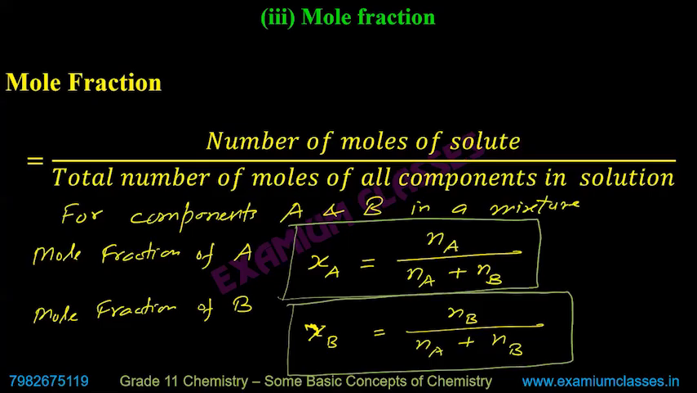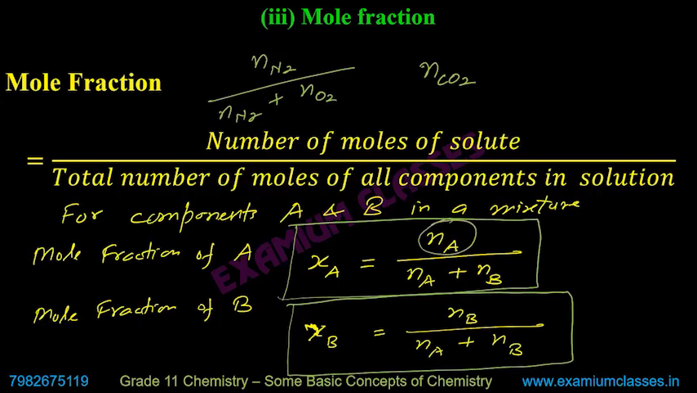These formulas are common, and if you use it, you need to first write this formula and then substitute the values. In case of A and B, suppose A is carbon dioxide, so you will write number of moles of carbon dioxide, like this. If it is number of moles of nitrogen divided by number of moles of nitrogen plus number of moles of oxygen, you will write it like this. But the concept is same, moles of that component divided by total number of moles will give you fraction of moles, which is known as mole fraction.